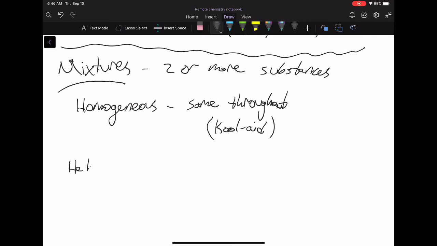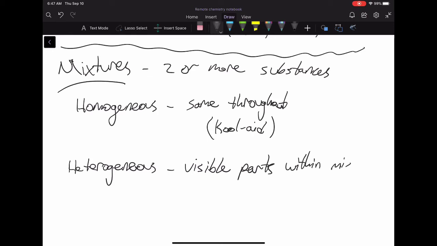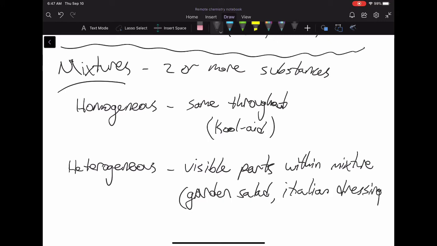Another type of mixture would be a heterogeneous mixture. This is when you have visible parts within the mixture. Examples here would be something like a garden salad. And then the example that everyone uses is Italian dressing. If you look at Italian dressing through the bottle, you can visibly see the different parts. That's a heterogeneous mixture because it's not the same throughout.